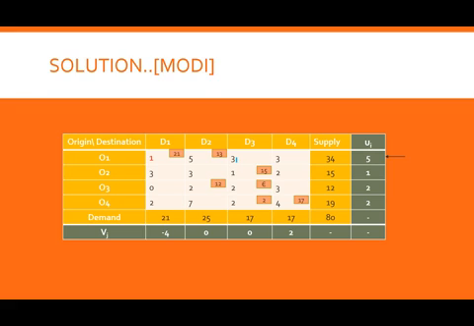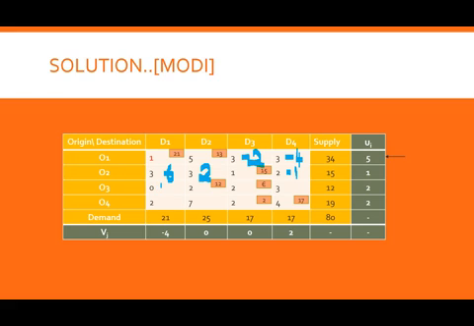Now compute the EIJ values. 3 minus 5 is minus 2. Minus 2 minus 0 is minus 2 only. So I get a minus 2 here. So 3 minus 5 is minus 2. Minus 2 minus 2 is minus 4. So I get a minus 4 here. Then 3 minus 1 plus 4. So it is 6. 3 minus 1 minus 0 is 2. Then 2 minus 1 minus 2 is minus 1.